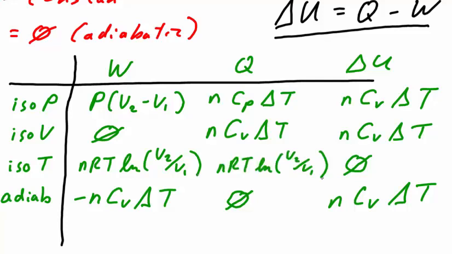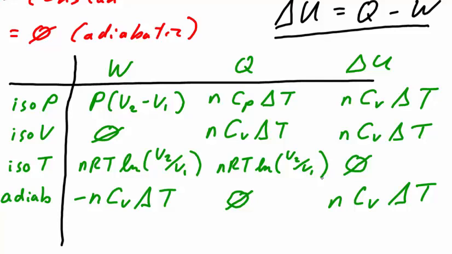This completes our table of 12 formulas. There are 4 rows: constant pressure, constant volume, constant temperature, and adiabatic, which means zero heat flow. And in each one of these rows, we have an explicit relationship for how to find the work, heat, or change in internal energy. Those are the ingredients of the first law of thermodynamics.